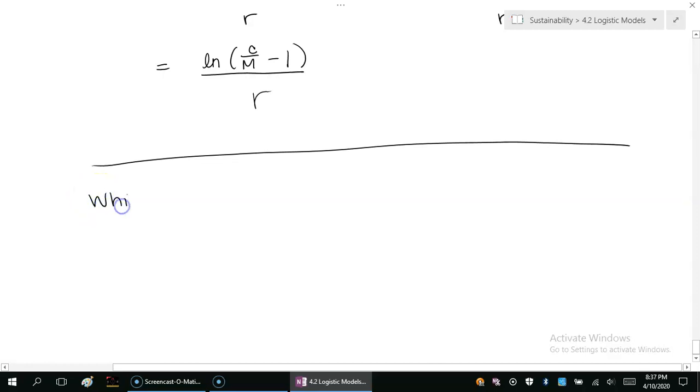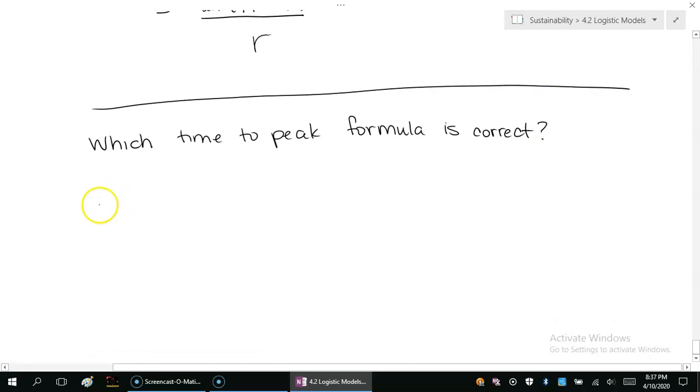So which time to peak formula is correct? And just a reminder or a summary at this point, the book gives you the formula. The time to peak when your stock level is at a level m is t equal to the log of c over m minus 1 divided by the log of 1 plus r.